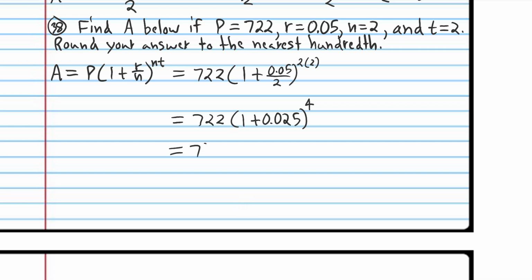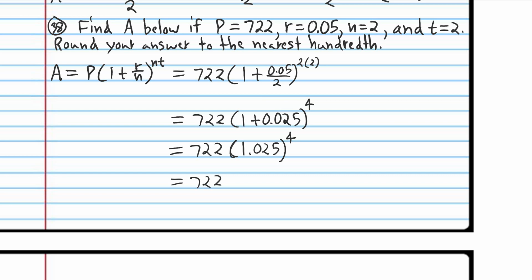And we're going to continue with the parentheses. 1 plus 0.025 is 1.025. And again, you can do all this in your calculator if you need to. I mean, not all at once, but you have to do it step by step. And now, this is the part that is kind of sophisticated. 1.025 to the 4th power. That you're definitely going to need the calculator for.